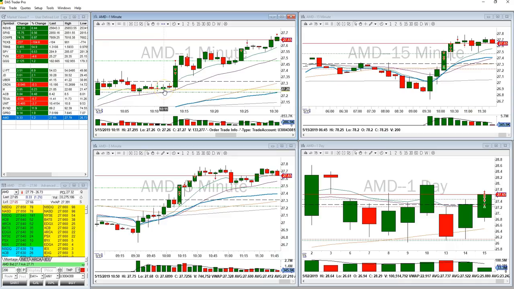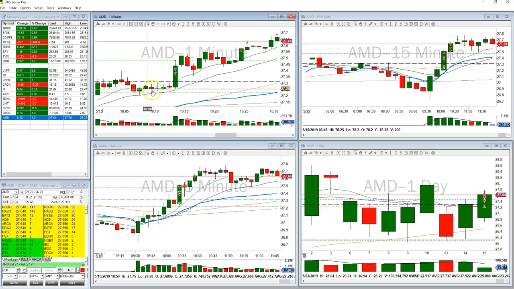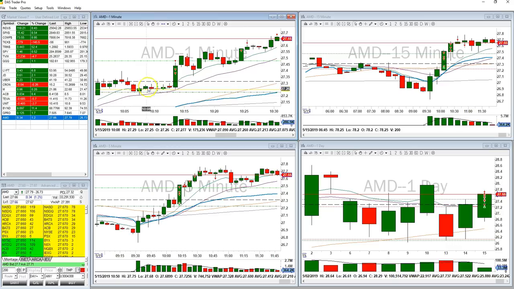And then my stop was the break of the 9 moving average here. I gave it basically 5 cents. If it breaks through that 5 cents and it does it with volume, you're not going to want to be in there. It could easily go the other direction. But this is the consolidation that I'm looking for.